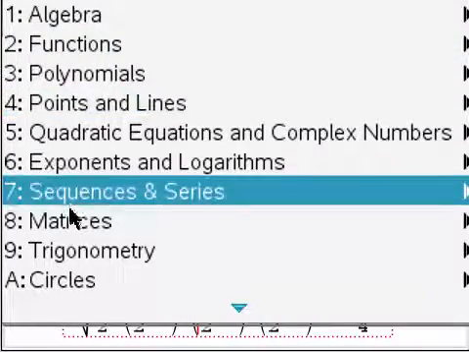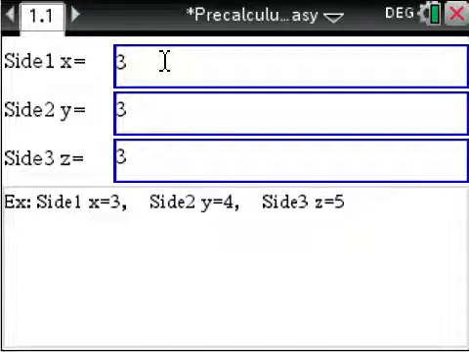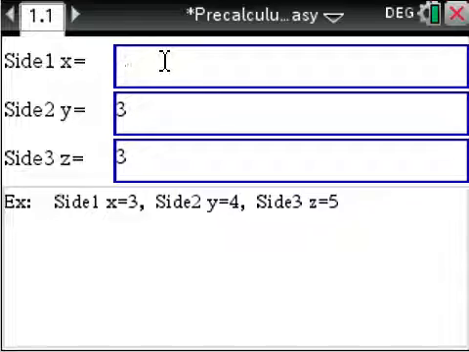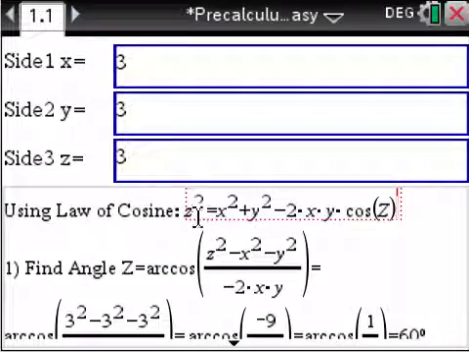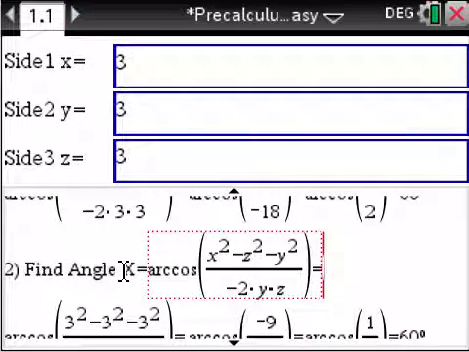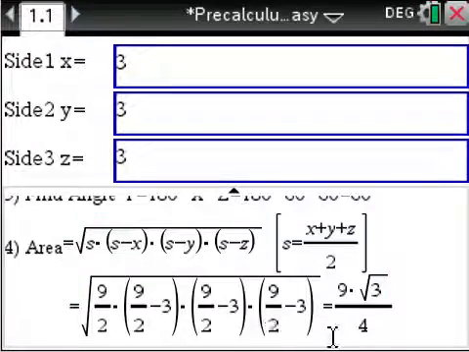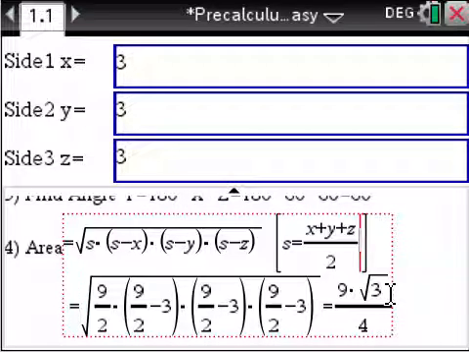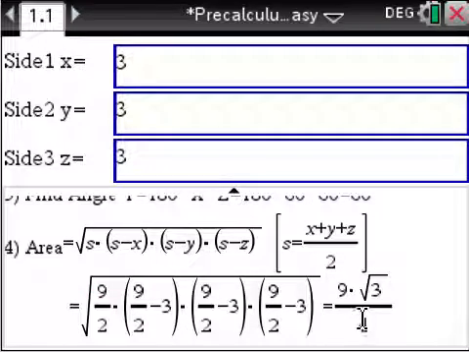Let's go to the SSS case. Make that 1, 3. Perfect. Again, same thing, using the law of cosines, find angle Z. Answer right there. Find angle X, answer right there. Find angle Y, answer right there. Oh wait, no, that's the area, my bad. And then the area, of course, is right here.